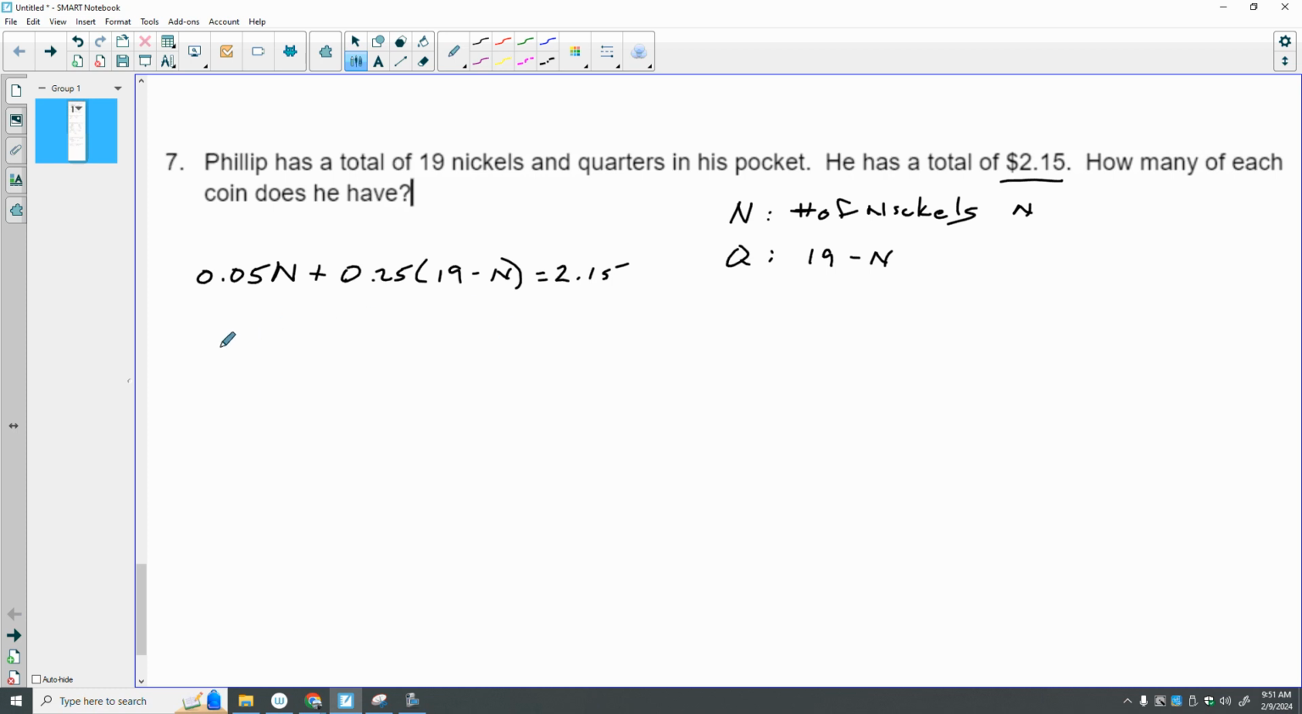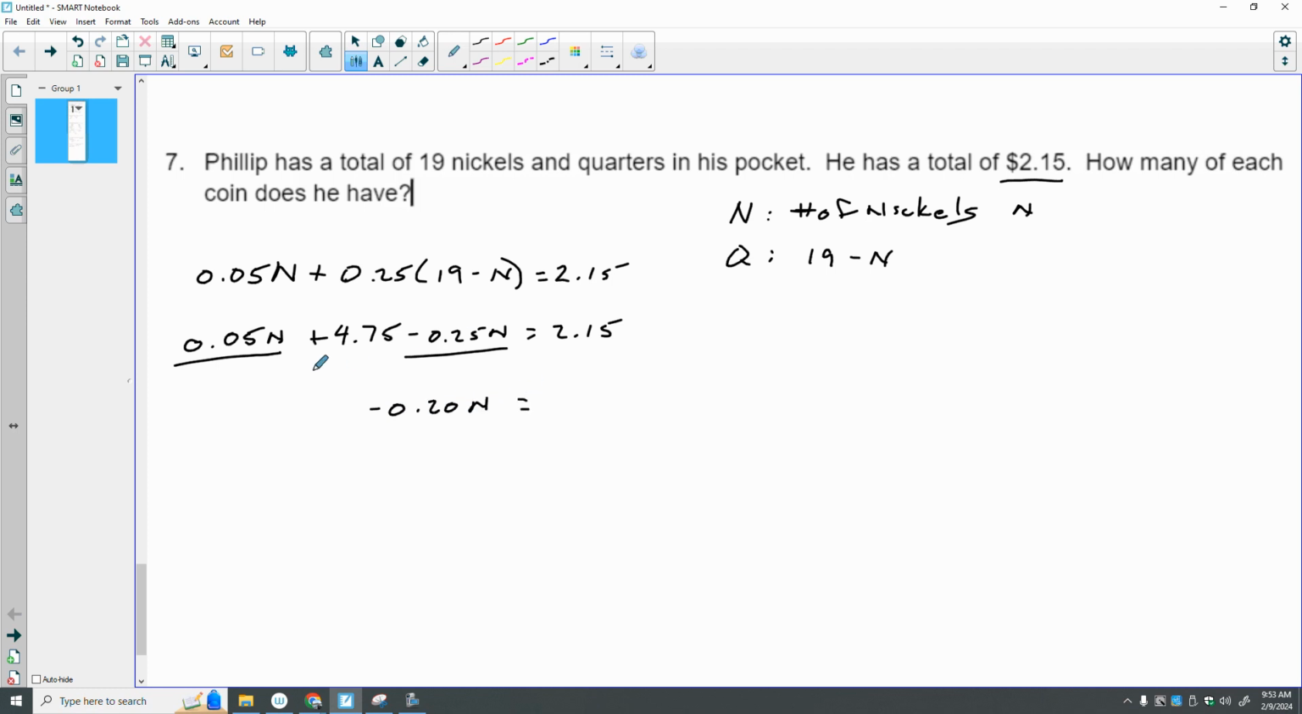Okay, 0.05 N plus, sorry, I had to hit pause for a second. 0.25 times 19 equals 4.75. 0.25 times N equals 0.25 N, and I didn't touch this. Okay, combine like terms. 0.05 minus 0.25 is a negative 0.2.